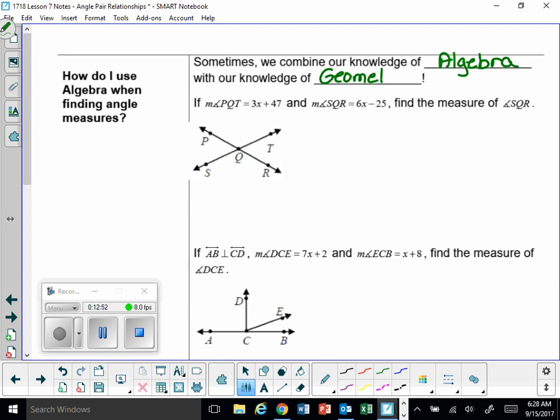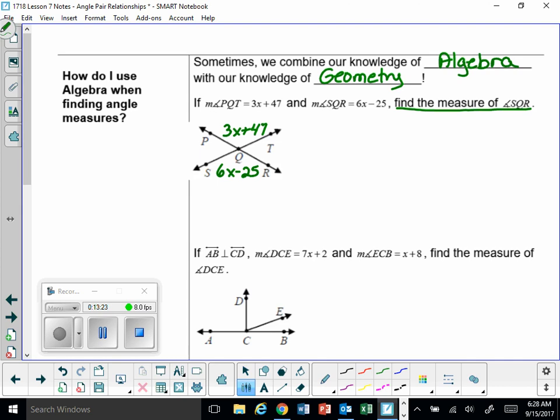And it's important that we do this all the time because they combine algebra with geometry on the SOL, the SATs, the ACTs. So let's annotate or label this diagram. The measure of angle PQT is 3x plus 47, and the measure of angle SQR is 6x minus 25. Find the measure of angle SQR.